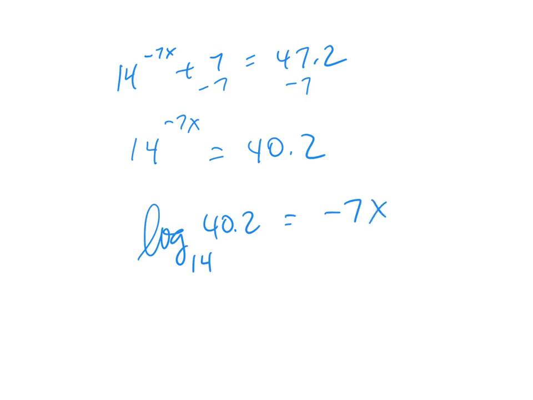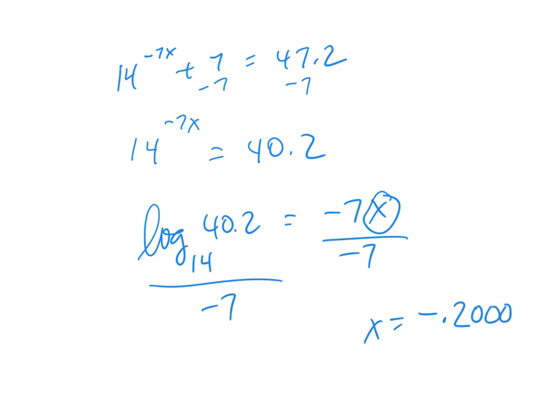And when you turn that into a decimal, the x is still not alone, so you have to divide that by negative 7. So in order to leave the x alone, you would divide that answer by negative 7, and your x would equal negative 0.2 when you round it, 2,000. Okay?